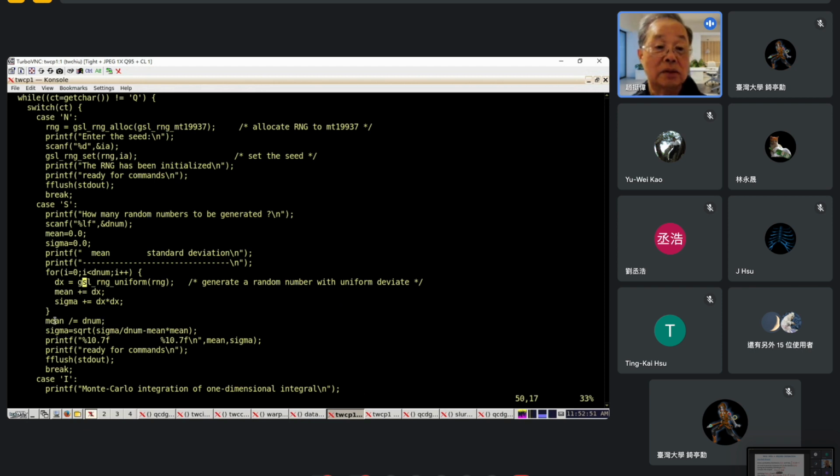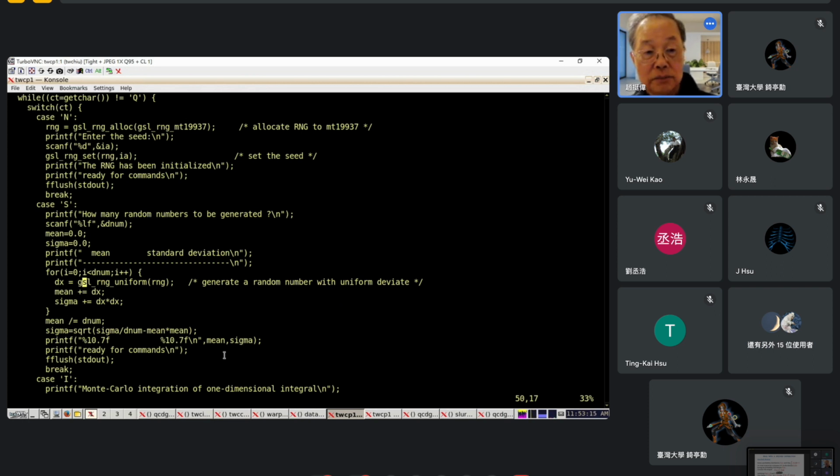Then I get the mean. And then this sigma, dx squared, x squared over the number minus mean squared, is the variance. And take the square root, which is the standard deviation. So I get the mean and sigma, the mean and standard deviation here.